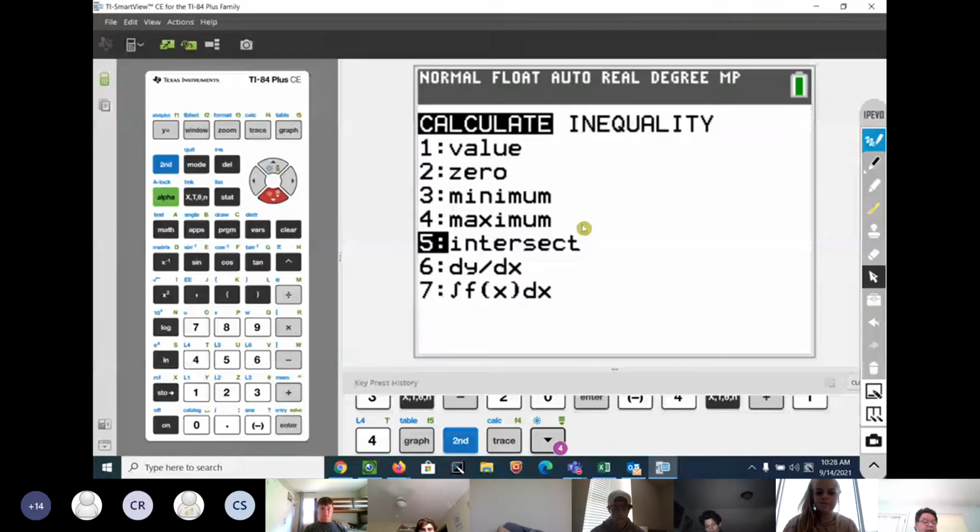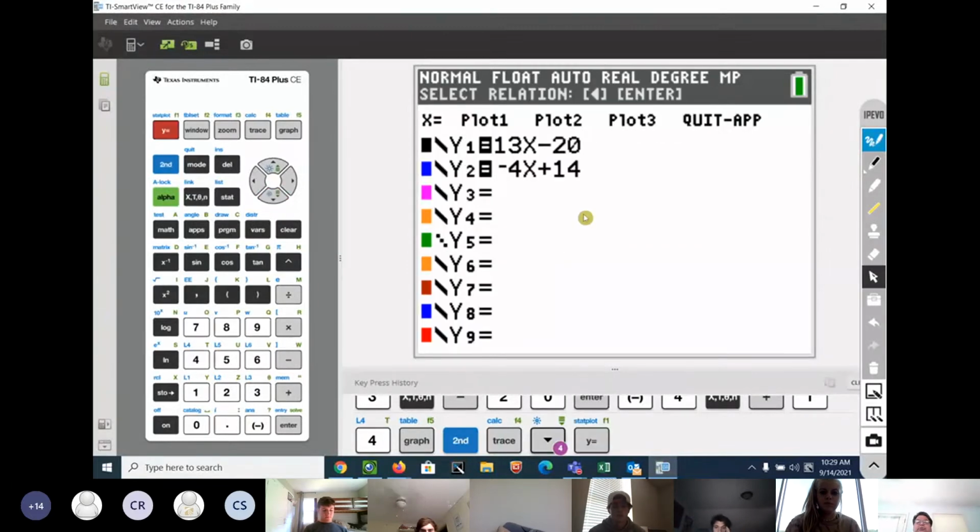So get your calculators out. I want you to do this with me, especially those people that didn't invent the calculator. I know there's probably a couple of people in here that think they did invent it, but most of y'all didn't. So we're going to go ahead and do this. I want you to graph these two: 13x minus 20 and negative 4x plus 14.